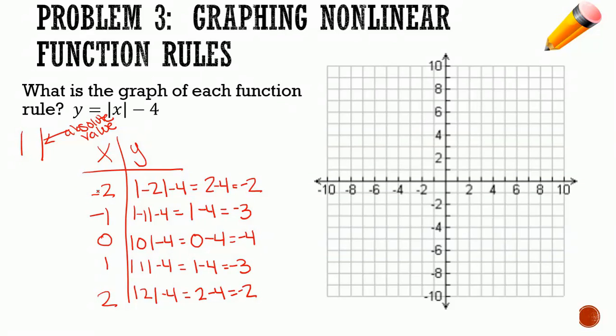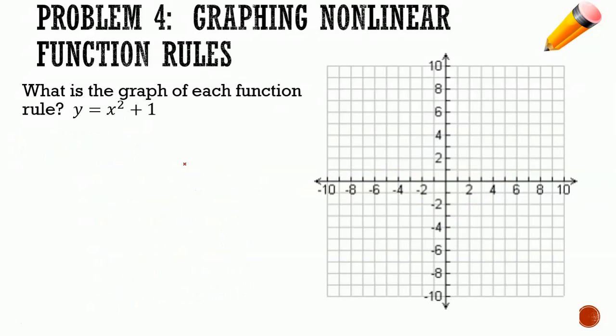Let's graph and see what this graph's going to look like. -2, -2. -1, -3. 0, -4, 1, -3, and 2, -2. Look at that. It's actually pretty cool. It's a V. This is actually an absolute value graph. Absolute value graphs always graph a V. So if you ever see these bars here, you're going to know you're going to get a V when you graph it. Let's do one more.